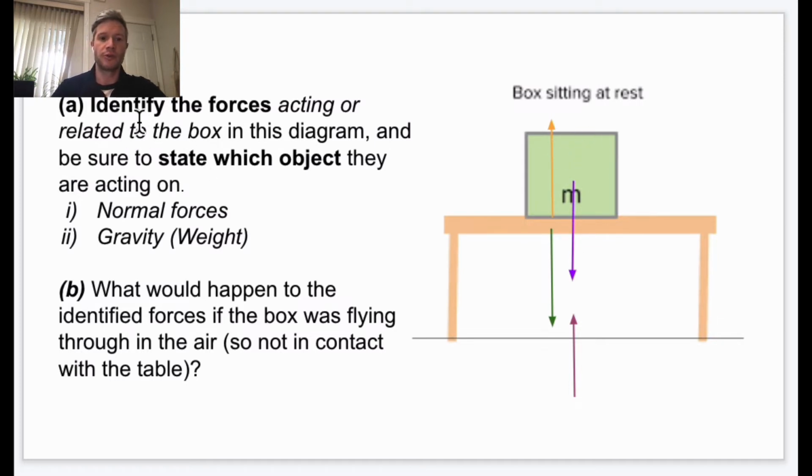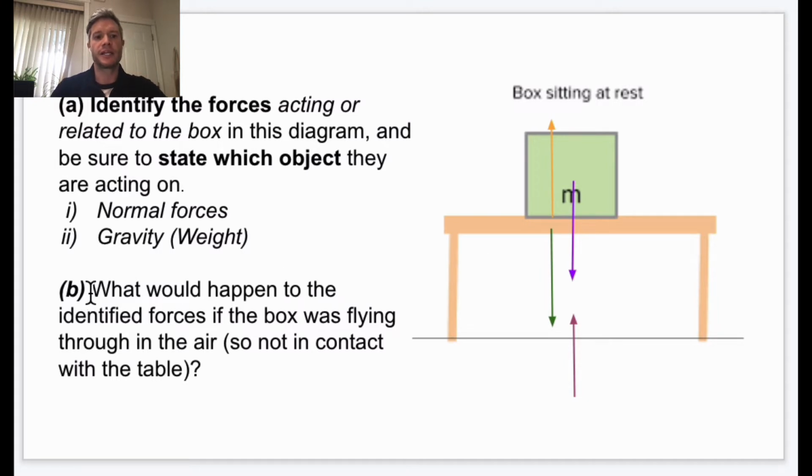Okay, so we'll start with the ones related directly to the box, the forces acting on the box, and those related to the box. We'll be sure to state which object they are acting on. It's really important and helpful, when you're going through identifying forces, to define the object that the forces are acting on directly, okay? We'll see why. So there's a normal force, the gravitational force is involved. I'll have you in a moment pause and go through that.